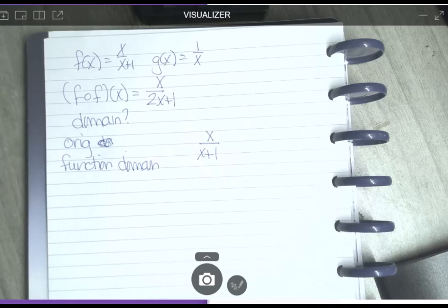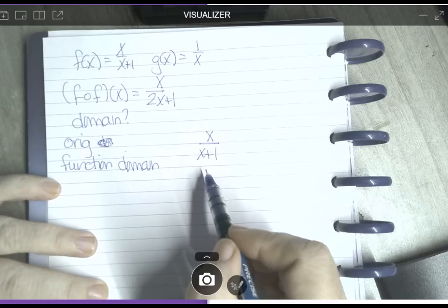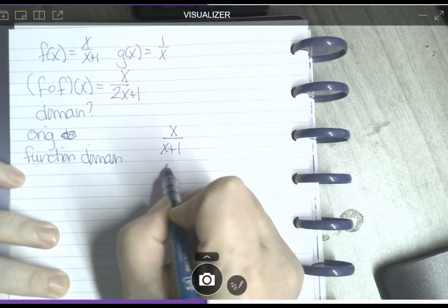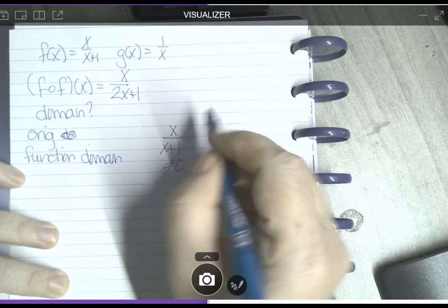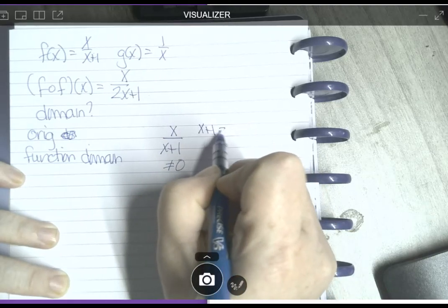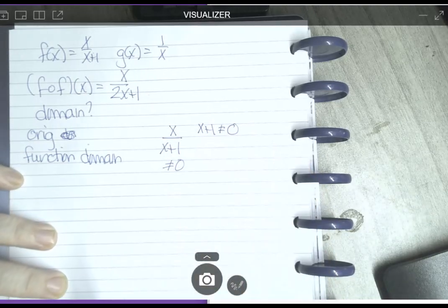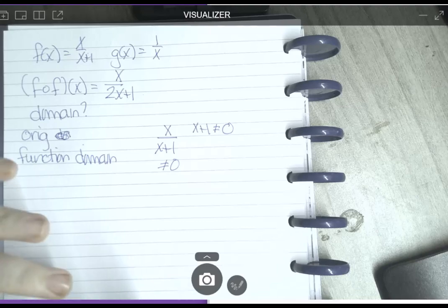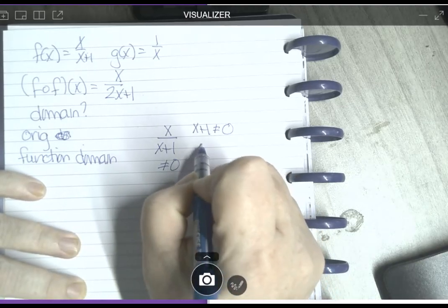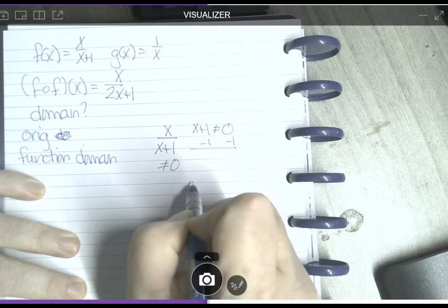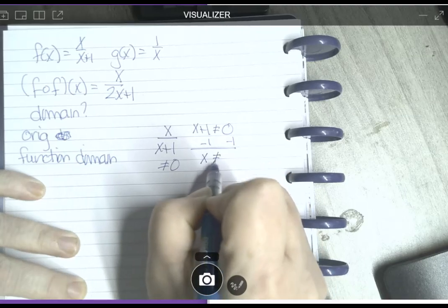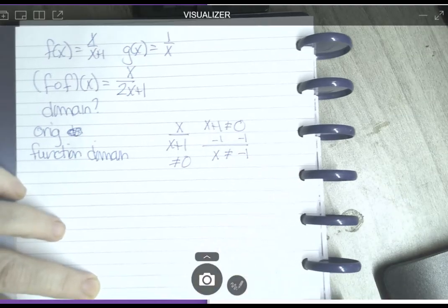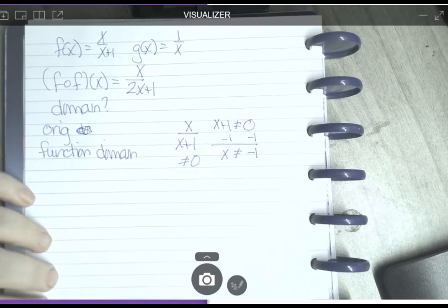Now, once again, we ask ourselves, what can we not have in the denominator? Well, we can't have 0, right? It cannot equal 0. So let's write it out. x plus 1 cannot equal 0. Some of you will say, hey, well, x is negative 1, right? That's right. But if you don't see it, let's just do a little algebra. We're going to subtract 1 from both sides. So x cannot equal negative 1. So that's our first problem we have with the domain.